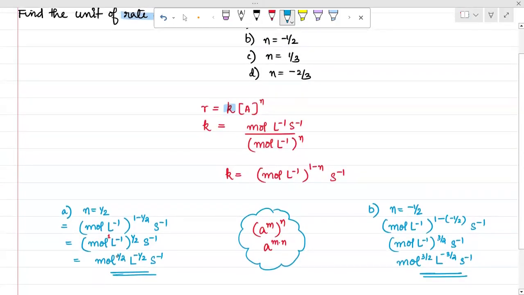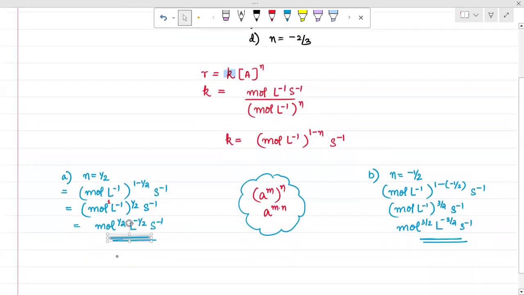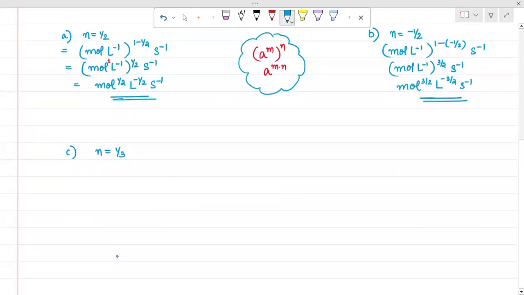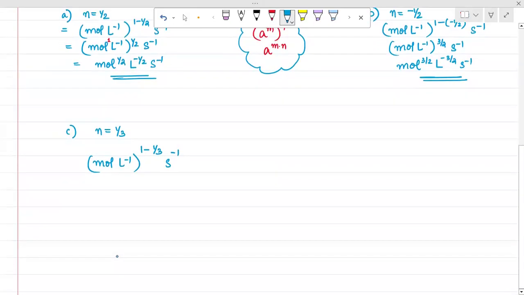Okay. Next one. The value of n, that is the order of the reaction, is fractional again. n is equal to 1 by 3. So let's try. Moles per liter to the power 1 minus 1 by 3 per second. 1 minus 1 by 3 is 3 minus 1 by 3, which is 2 by 3. I'm skipping one step and opening the brackets directly. Mole to the power 2 by 3, liter to the power minus 2 by 3 per second. I hope you're getting it along.